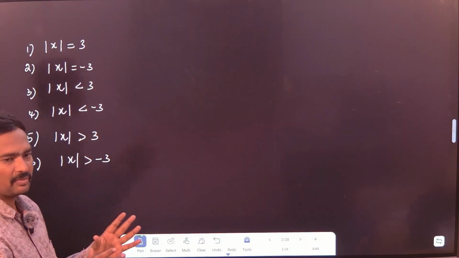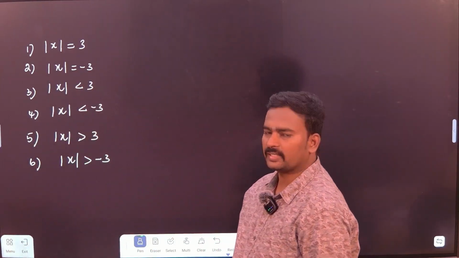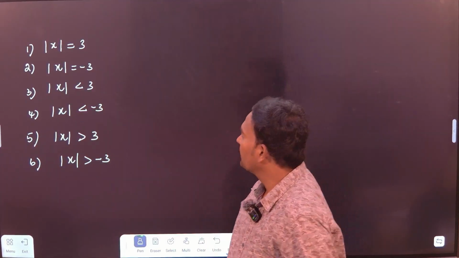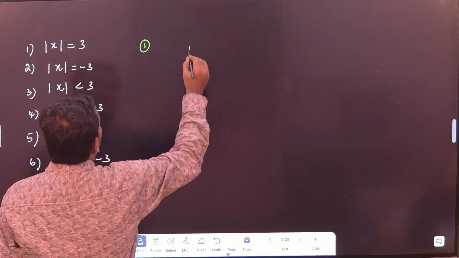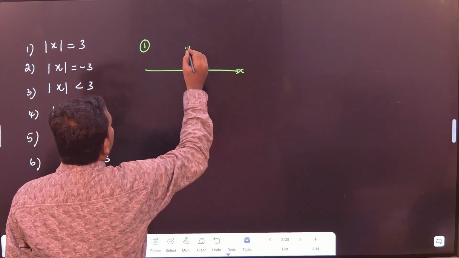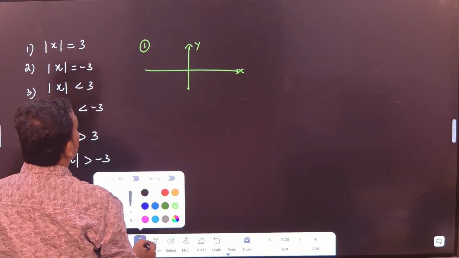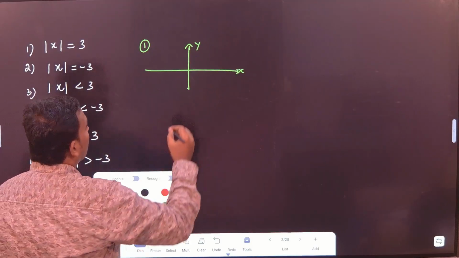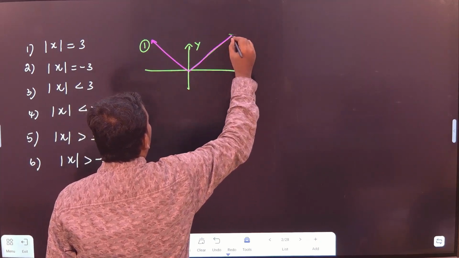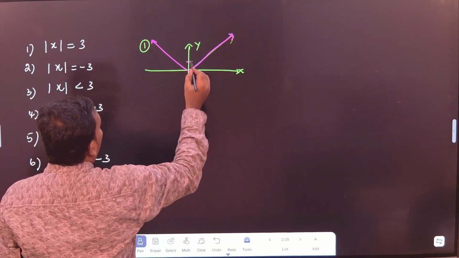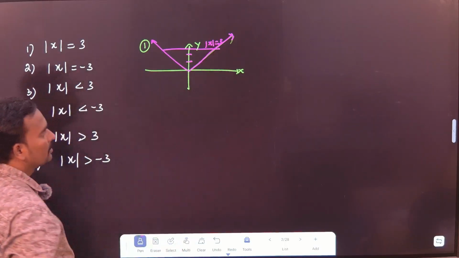So, let me take those things. How to draw the graph, how to find the solutions of this inequalities, right? Okay. So, mod x equal to 3, you can see, student, the first observation, x-axis, this is y-axis. Okay. So, mod x equal to 3. So, you know that mod x graph, right? Mod x, this is your 1, 2, 3. This is mod x equal to 3, right? Okay.